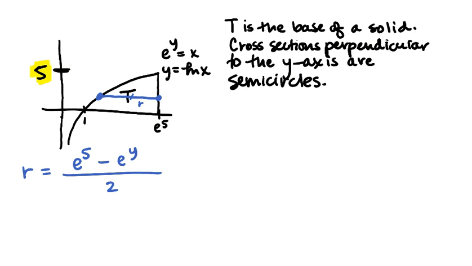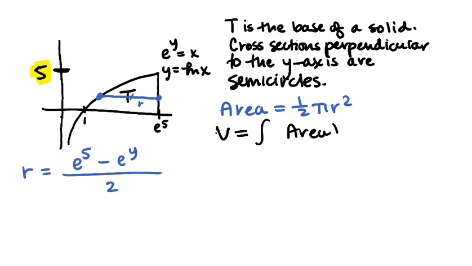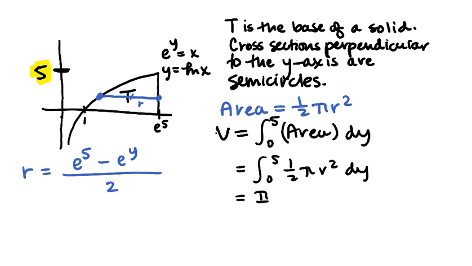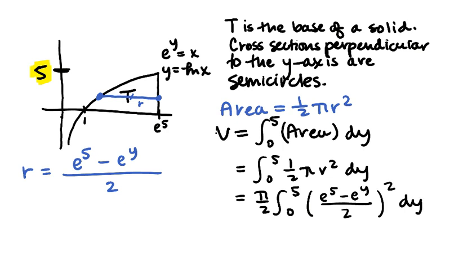And so I know that the area of a semicircle is 1/2 pi r squared. Volume is equal to the integral of area, dy this time. And y is ranging from 0 up to 5. So let's say 0 to 5 of 1/2 pi r squared dy. Factor out the pi over 2. Substitute on r. Okay, so r is e to the 5 minus e to the y divided by 2. Square it, integrate with respect to y. That's something you can do on the calculator.